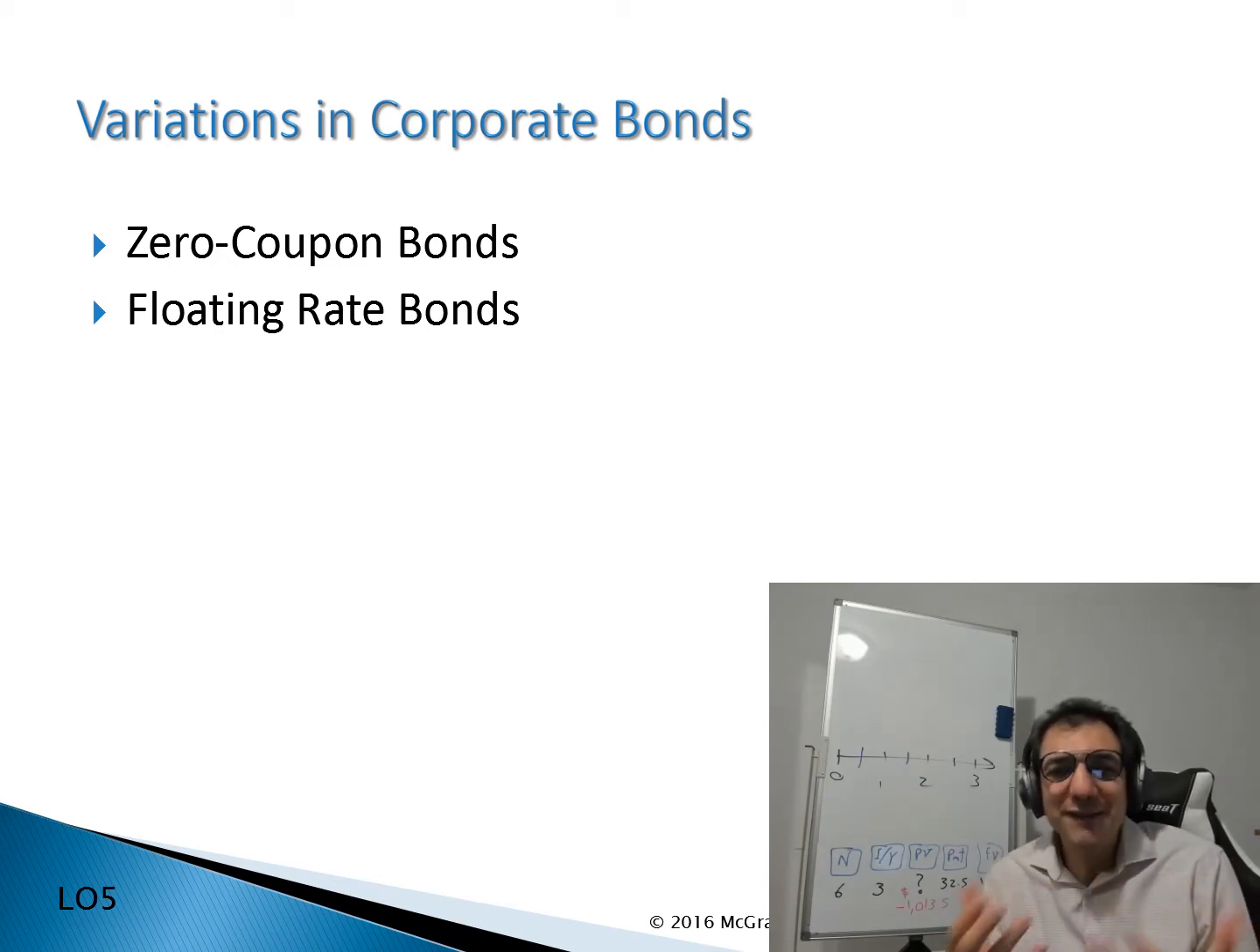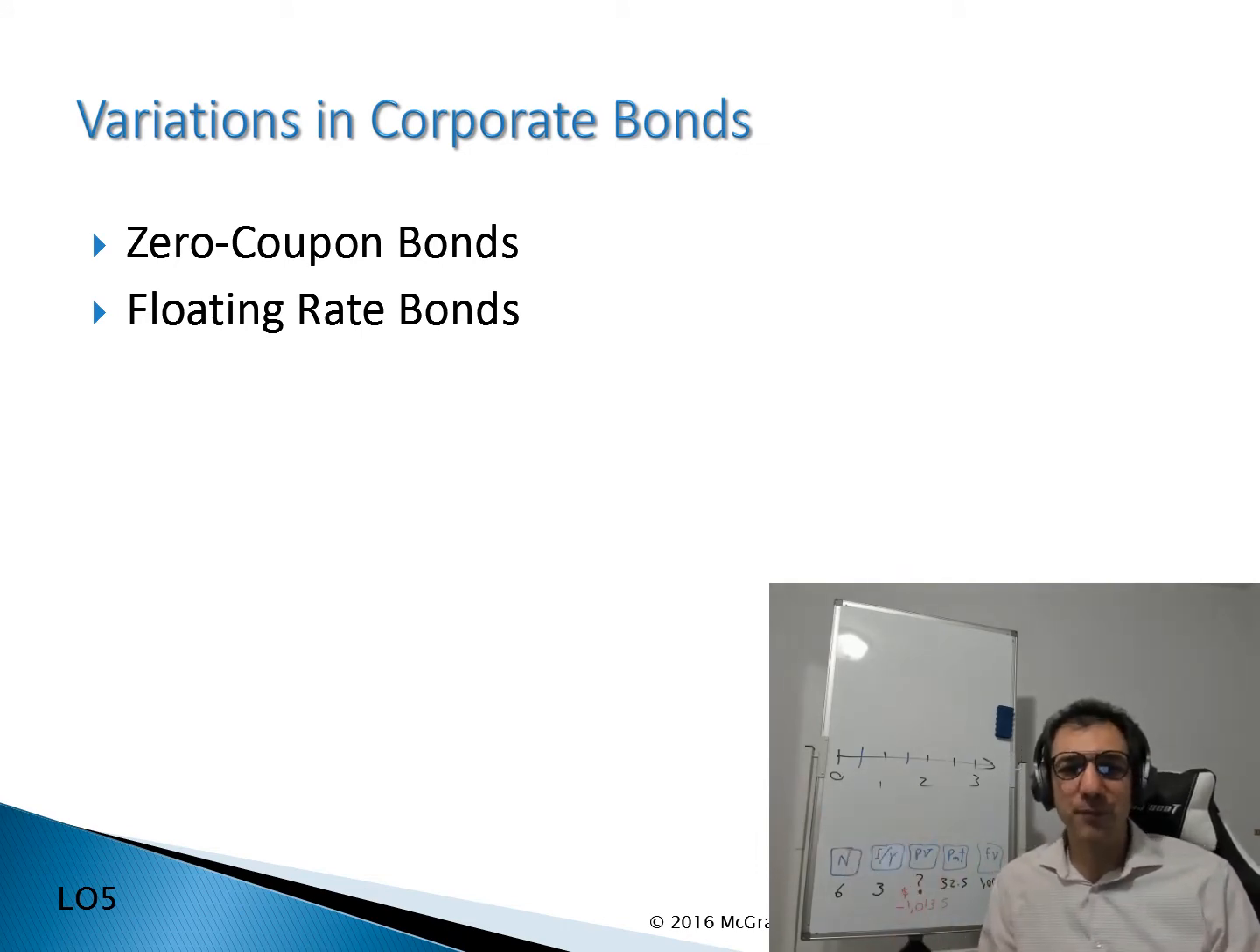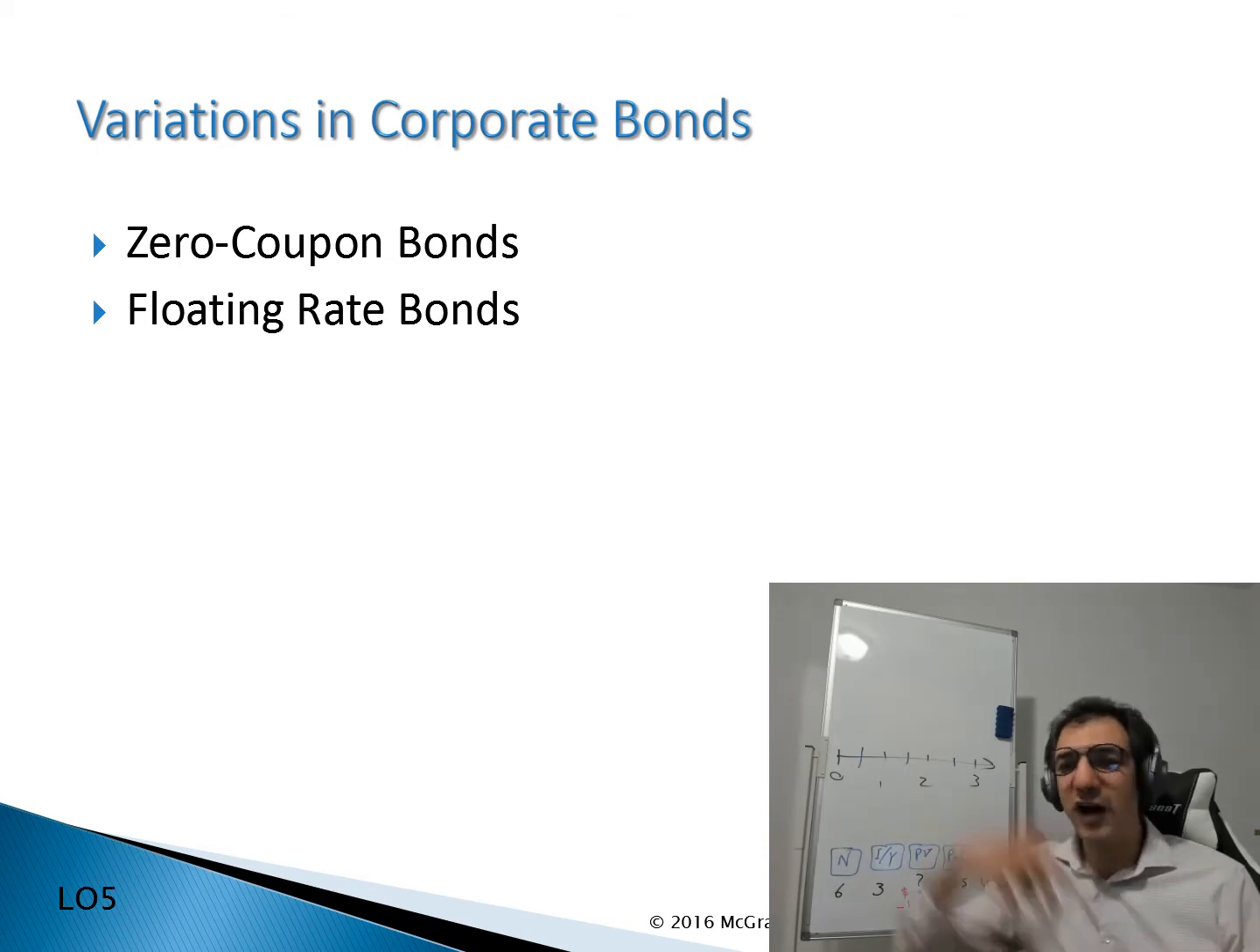So how do you find the value? It's much easier because there's just one payment. So you will find the present value of that lump sum. You will receive a specific amount 5 years from now.